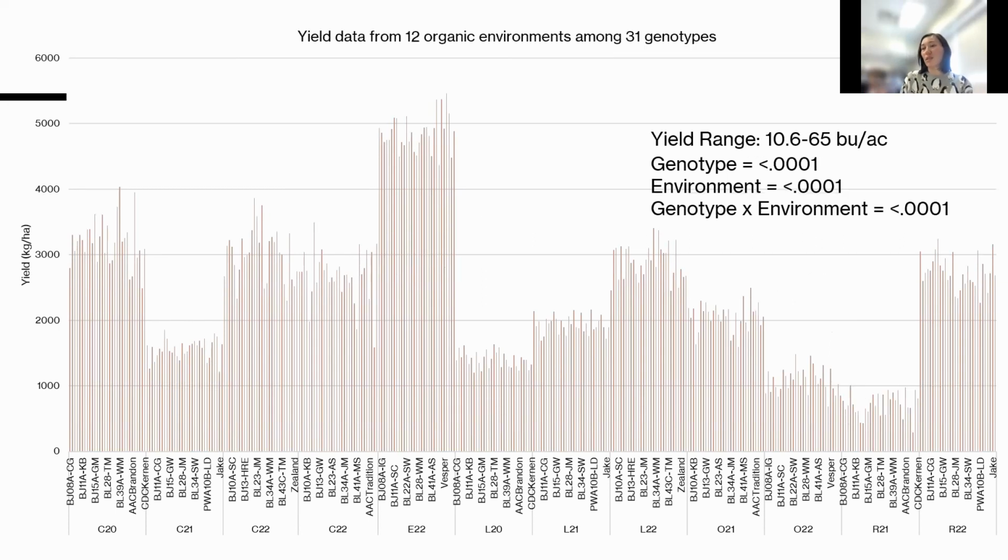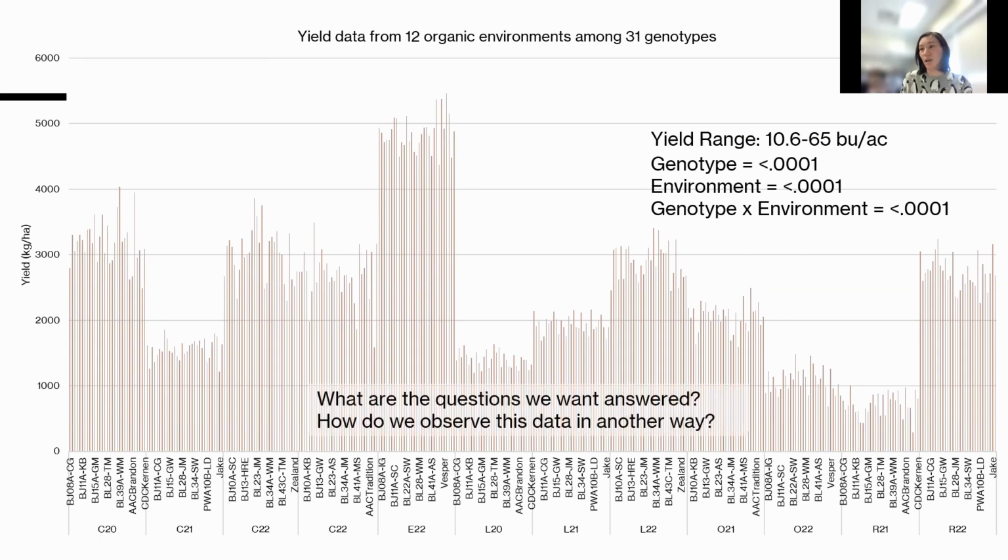But at the same time, this bar graph doesn't really tell us very much. What are the questions that we want answered, and how do we observe this data in a different way? How do we capture what did well in these environments, and what did that same genotype do poorly in a stressful environment? Did the genotypes that did poorly in high fertility environments, did they also do poorly in low fertility environments? How can we encapsulate this data and actually pull some information out of it?